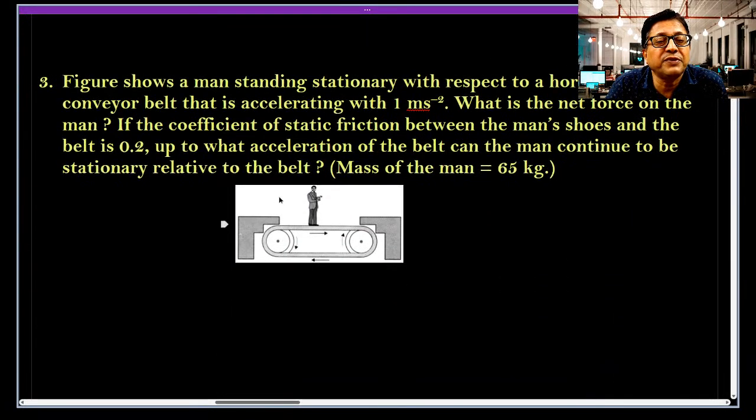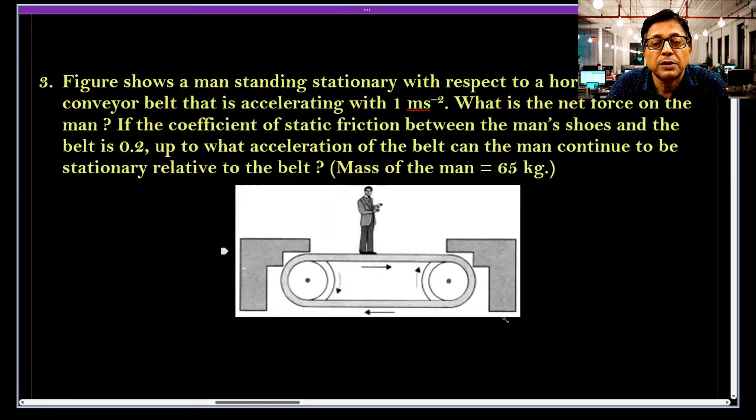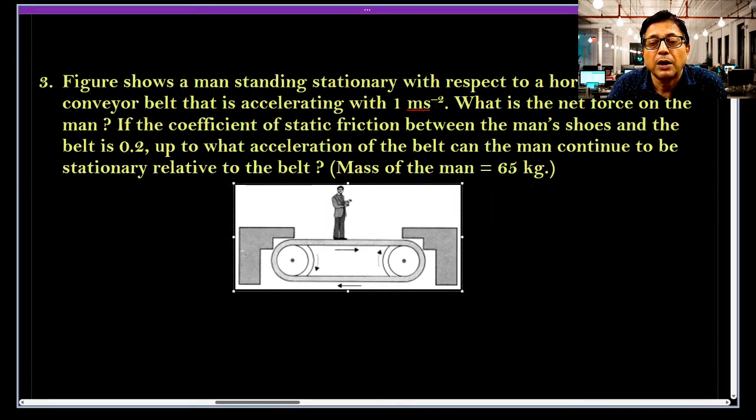Just go through this one. The figure shows a man standing stationary with respect to a horizontal conveyor belt that is accelerating with 1 meter per second square. What is the net force on the man if the coefficient of static friction between the man's shoes and the belt is 0.02?